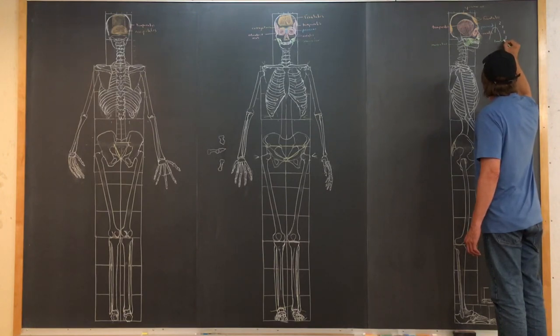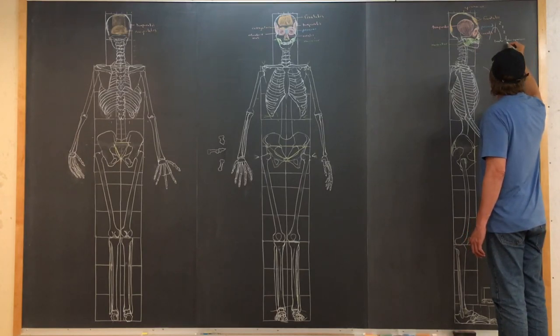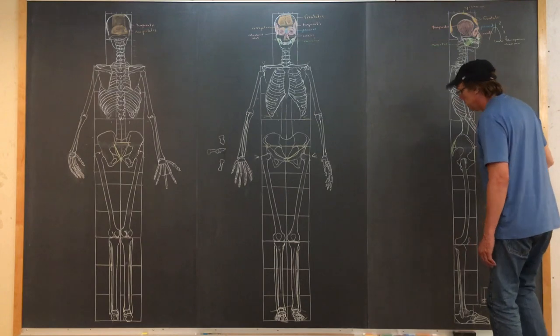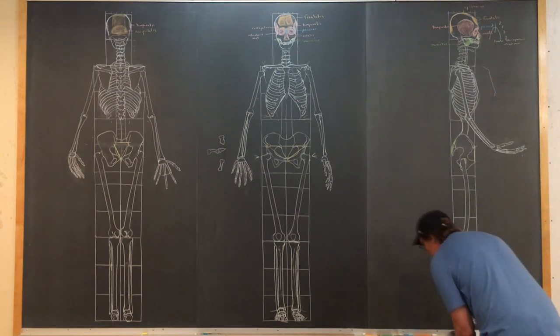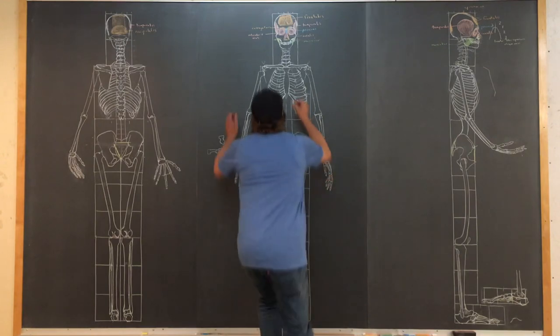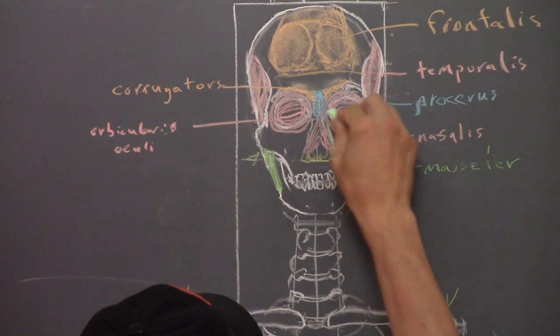Levator labii superioris. Alright. Then on the front, it's really going to sort of come around like this.